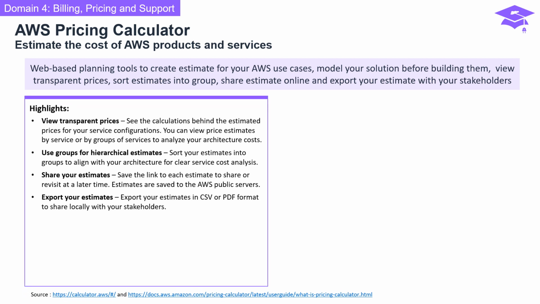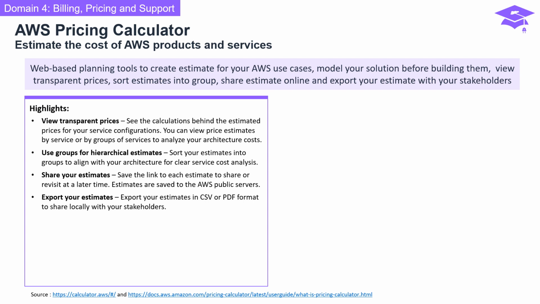View transparent prices: gain insights by seeing the calculations behind the estimated prices for your service configurations. View estimates by service or groups of services to analyze architecture costs. Hierarchical estimates with groups: organize your estimates into groups to align with your architecture, enabling clear service cost analysis.